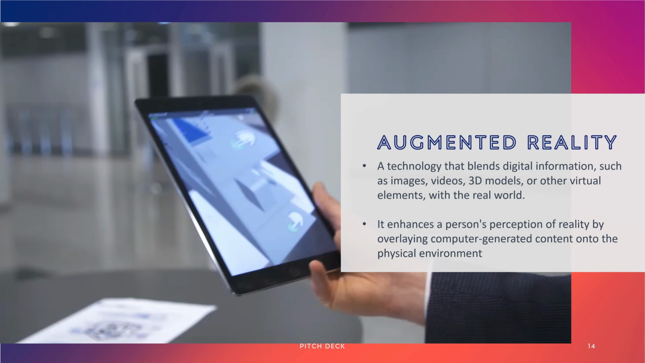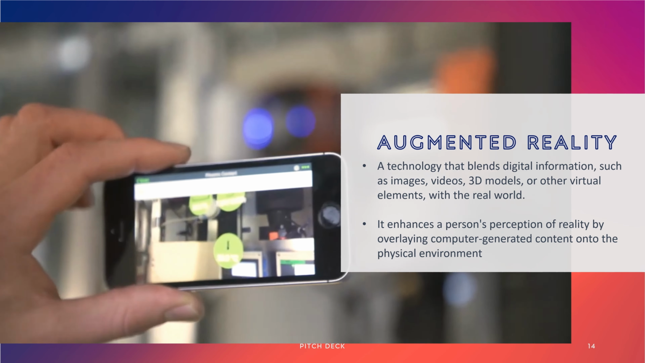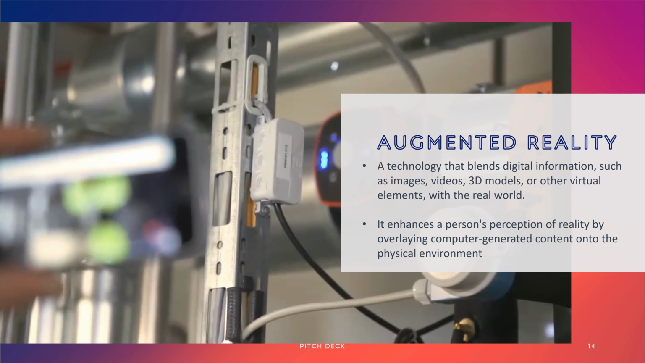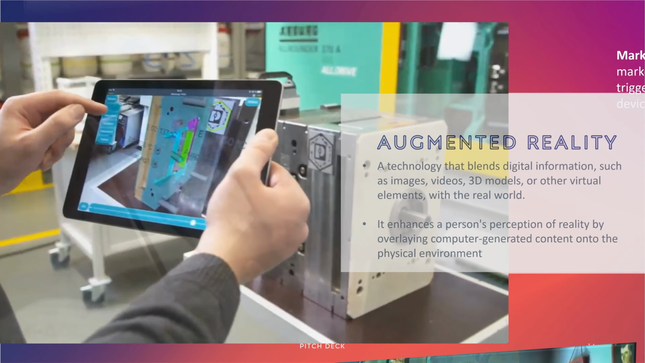Augmented reality is a technology that blends digital information such as image, videos, 3D models, or other virtual elements with the real world. It enhances a person's perception of reality by overlaying computer-generated content onto the physical environment. You guys can refer this video as the example.